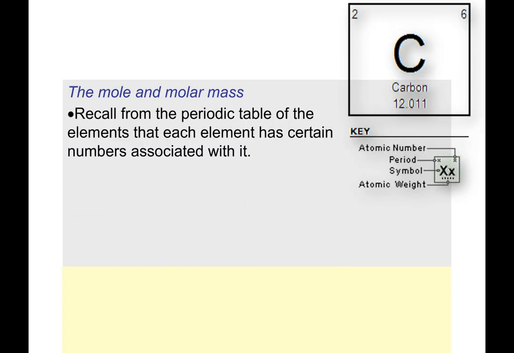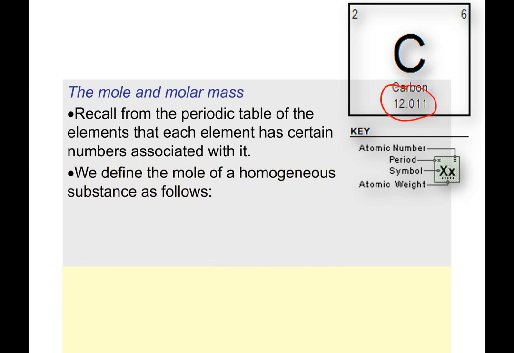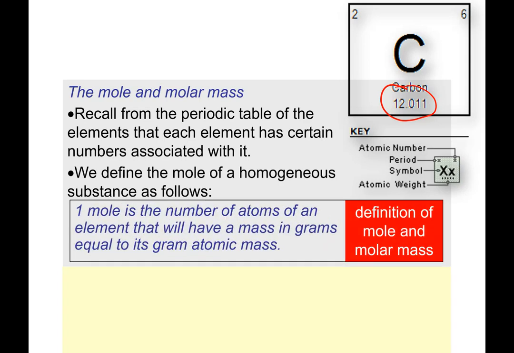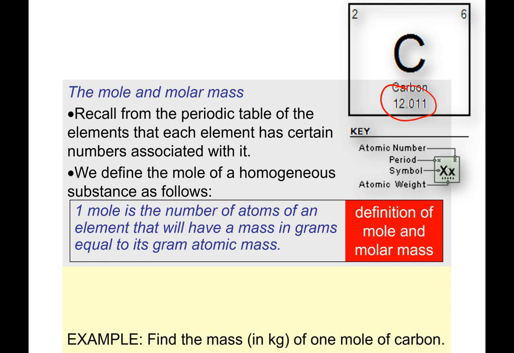Okay, let's talk about the mole and molar mass. If you recall from the periodic table, elements have certain numbers associated with them. And that number here, this guy right here, this is what we call the molar mass. And before we get to it, let's make sure we establish one of the basic SI units, this idea of a mole. If you recall, the mole is the number of atoms an element has that will have a mass in grams equal to its gram atomic mass. That's kind of a mouthful. I just want you to understand that the next slide will explain this better. But this is kind of the formal definition.